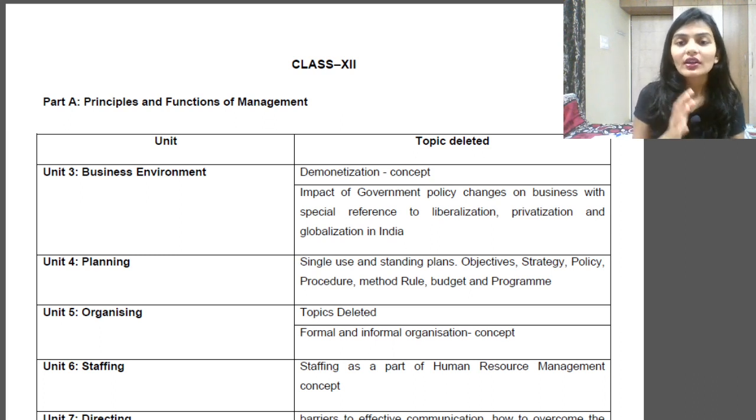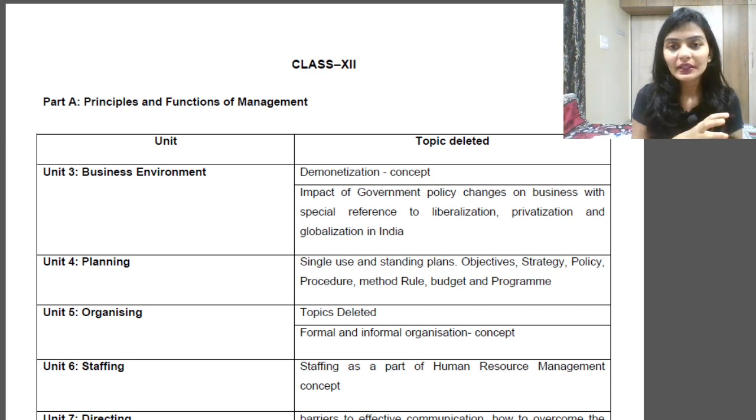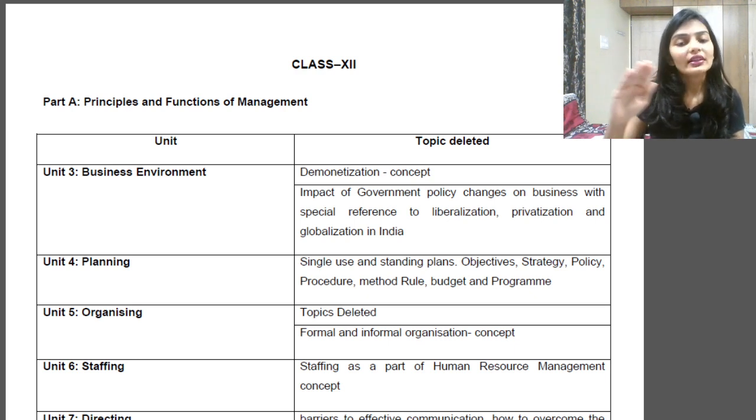So the nature, functions and principles of management, you need to do as it is. Then coming to the third chapter, business environment, the recently added concept of demonetization is there. Students who have the old PDFs or the old NCERT books wouldn't have this in their books. But the new books of 2019-20, 2020-21 did contain this demonetization concept. So that is taken out.